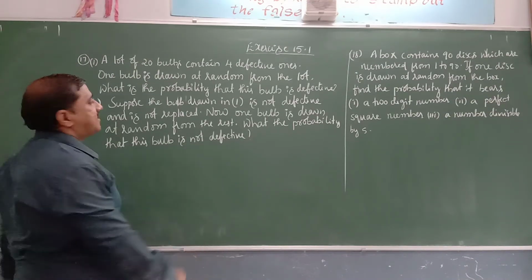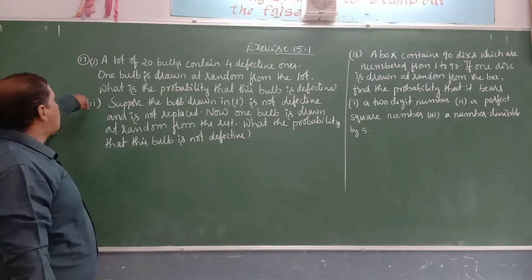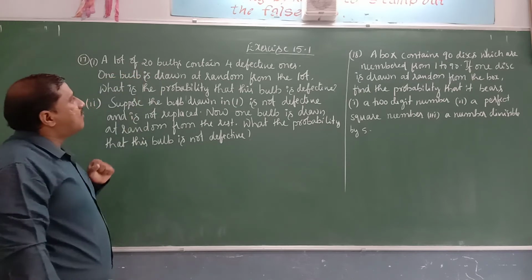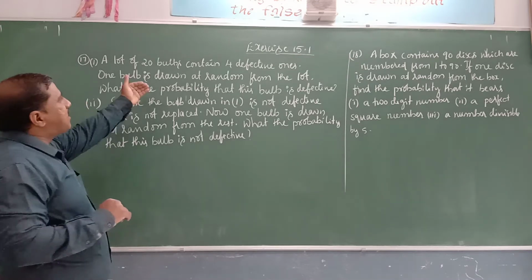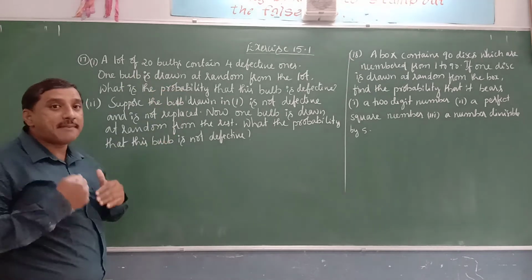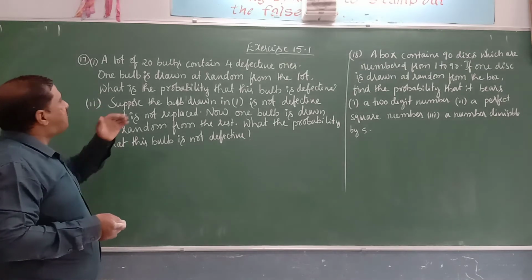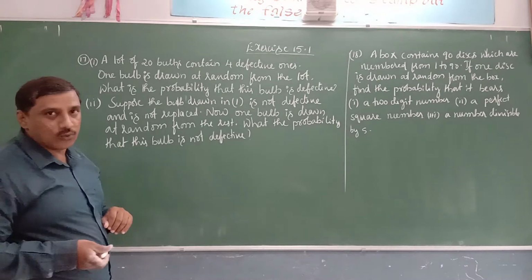Now we will discuss the 17th question from exercise number 15.1. It has two parts. A lot of 20 bulbs contains 4 defective ones. So there are 20 bulbs, and from those 20 bulbs, 4 defective ones, meaning damaged bulbs, are there. One bulb is drawn at random from the lot. What is the probability that the bulb is defective?